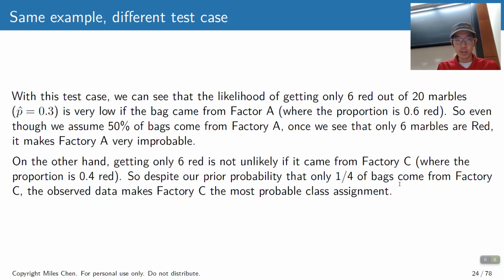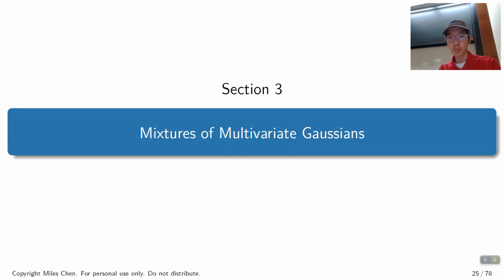Okay, so I think this sums everything up, right? In this test case, the likelihood of getting only 6 red out of 20 marbles is very low if it were to come from factory A, right? And getting 6 out of 20 is not that unlikely if it came from factory C. So factory C is the most probable class assignment there. That is a very simple example of the Bayes classifier.